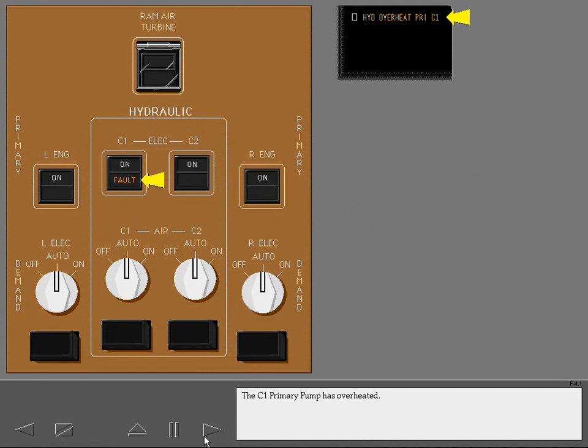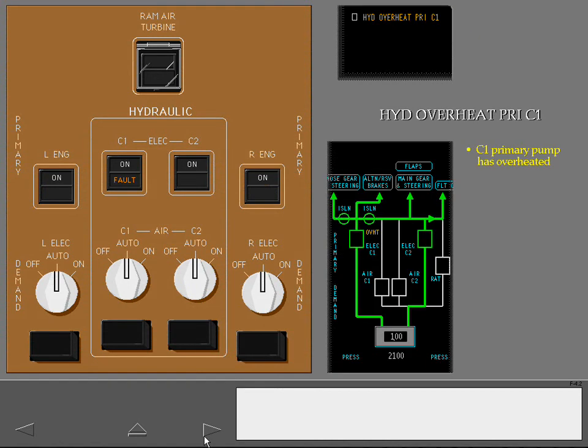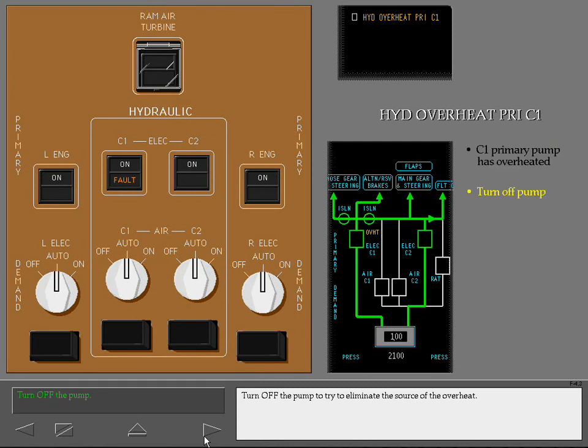The C1 primary pump has overheated. Overheat enunciates on the hydraulic synoptic. Turn off the pump to try to eliminate the source of the overheat.